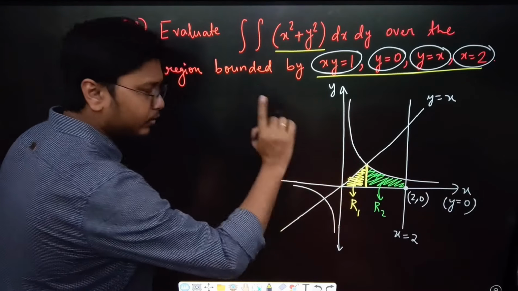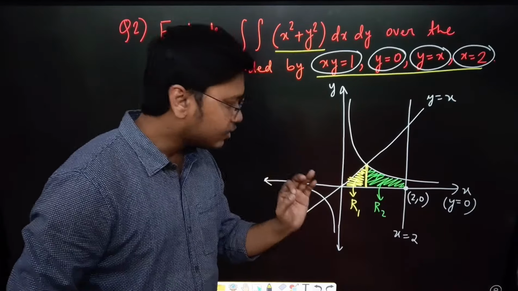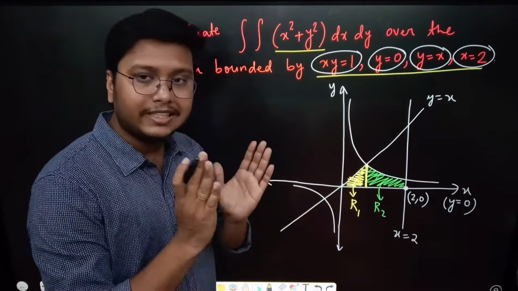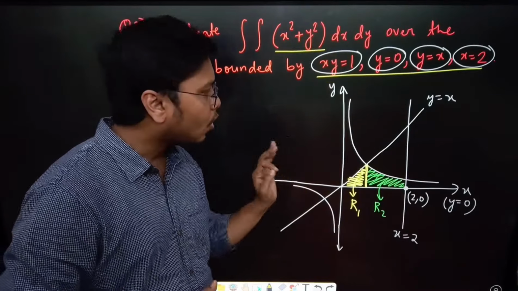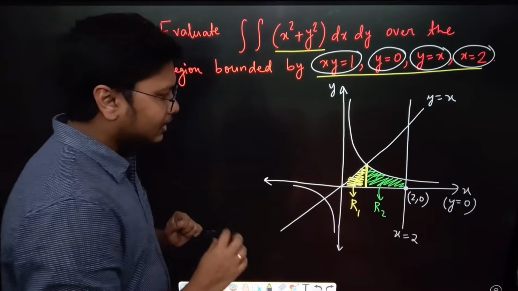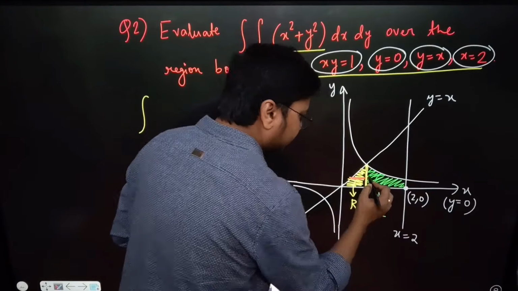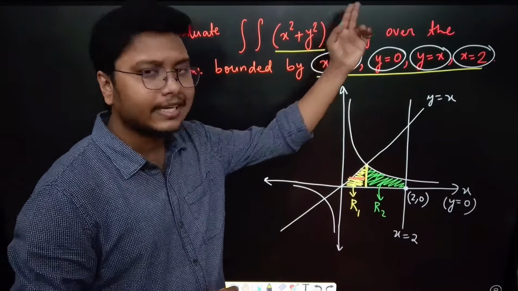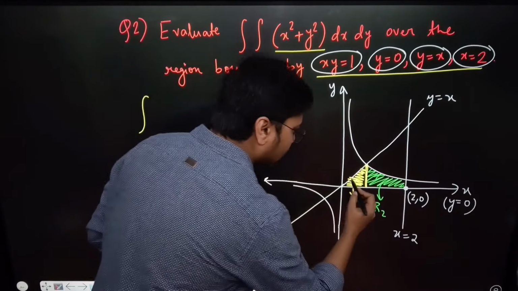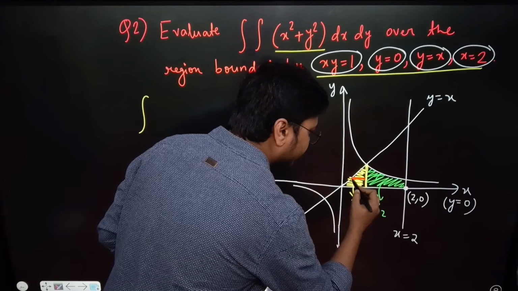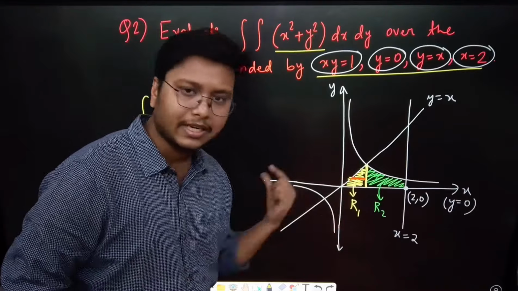First of all, I'm trying to do it for the R1 region. For the R1 region, I need to first of all decide whether I want to do the integration with respect to x first or with respect to y. Suppose I want to do the integration with respect to x first, and later with respect to y. So in that case, I will be taking a horizontal strip. Okay, I hope you can see the small horizontal strip that I've taken.